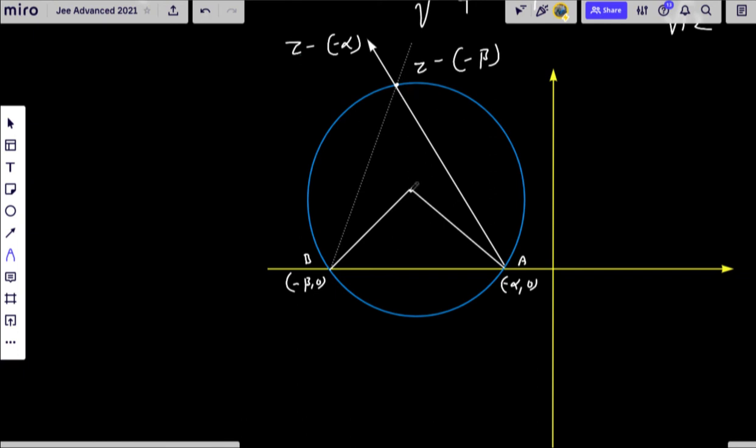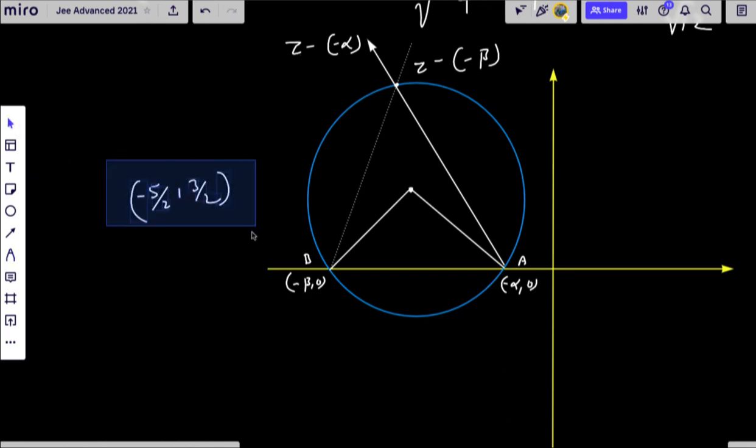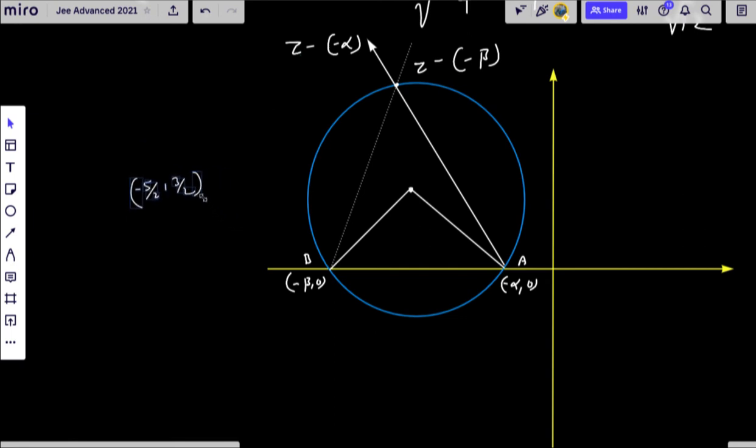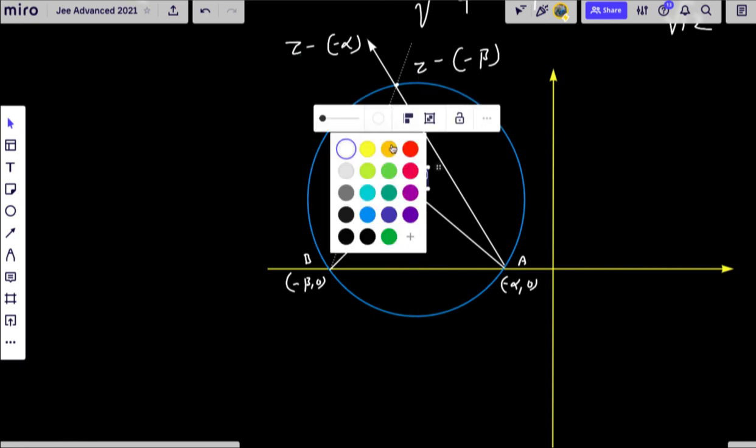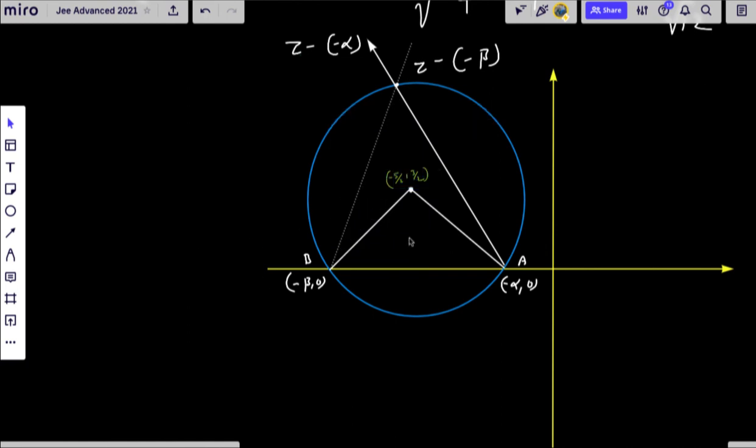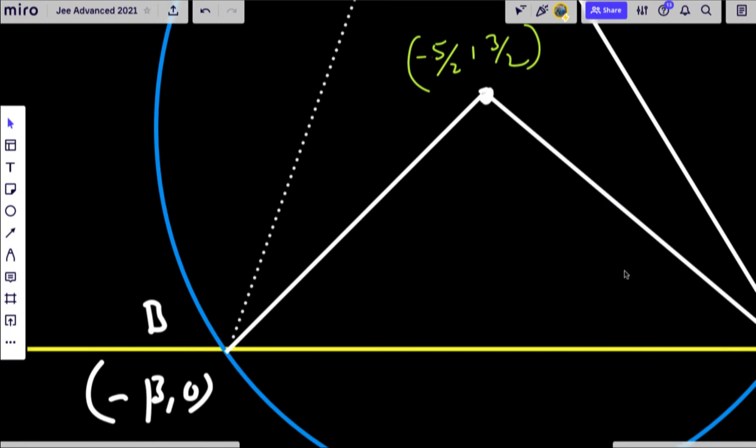And here the coordinate of the center is minus 5 by 2 comma 3 by 2. This point is the point of center, you can say. This is the center of the circle. It's okay. Let's say this is the center of the circle. So let me put it over here. This is the center of the circle. Okay. Fine. So this is the center of the circle, you can say here, minus 5 by 2 and 3 by 2.